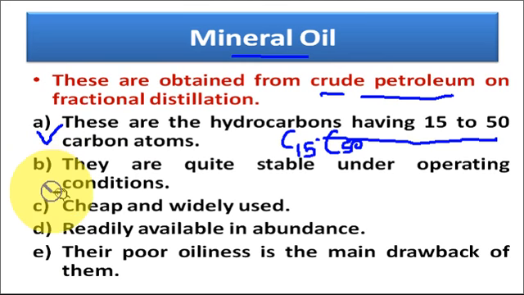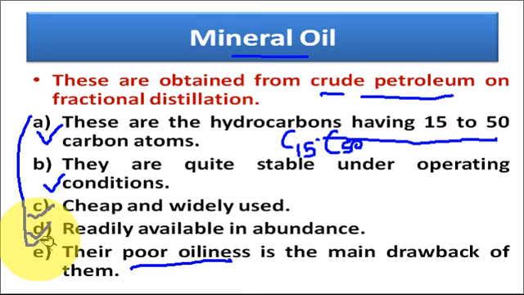They are quite stable under the operating conditions. So this is a very important quality, that if the machinery parts work at very high temperature, then the mineral oils are stable at those operating conditions. These are cheap, that means not so much expensive, and are widely used. These are readily available in abundance, but the main drawback of the mineral oil is their poor oiliness. So all above 4 are the qualities, but poor oiliness is the drawback of the mineral oil.